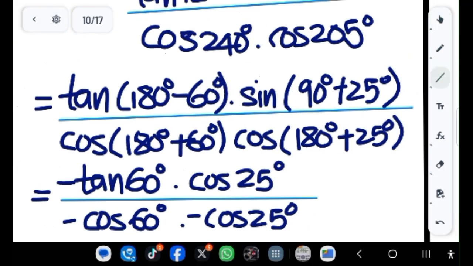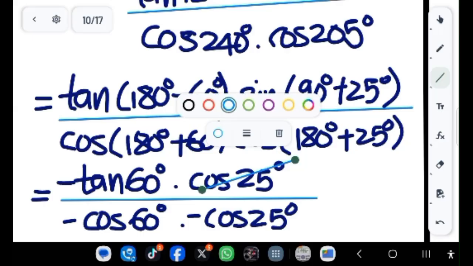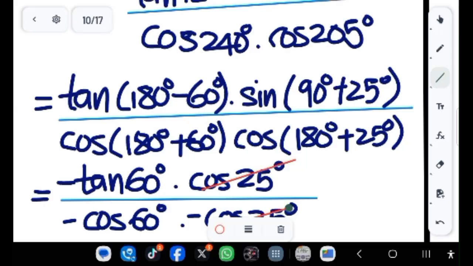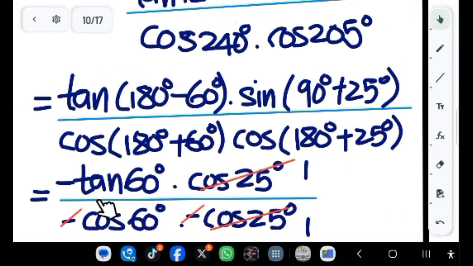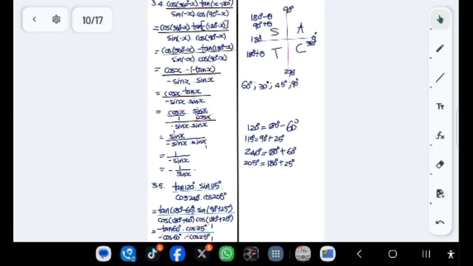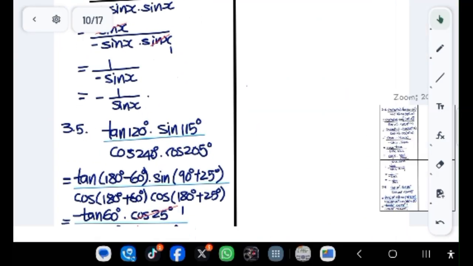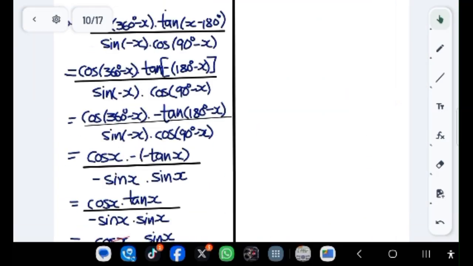The cos of 25s cancel out, not the sines though. And then here the sines cancel out at the bottom. So the negative times negative will give us positive. So that leaves us with, so that's 1 and 1, negative tan of 60 degrees over cos of 60 degrees. That's what it leaves us with.